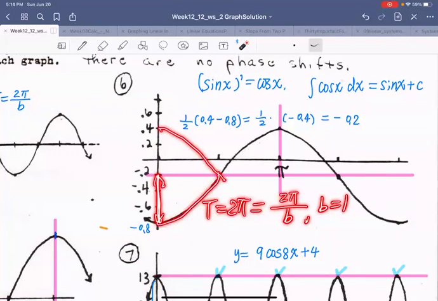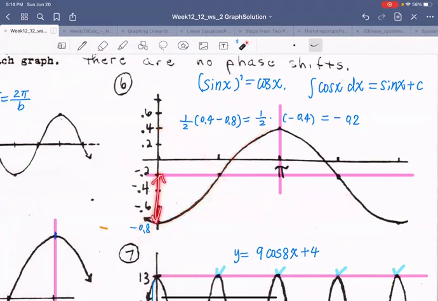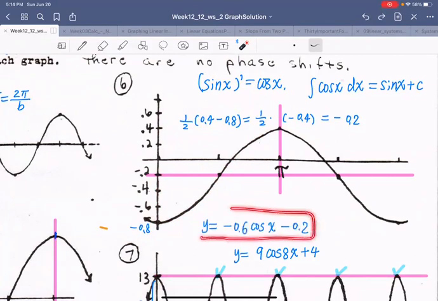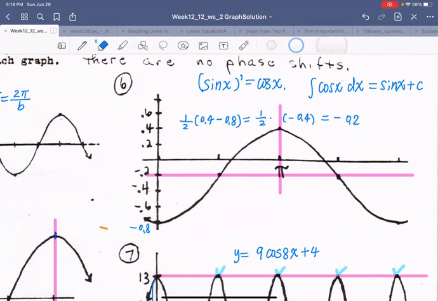So your result is y equals negative 0.6 cosine x. Is that right? Oh, okay. You did it correctly. So the answer is this, right? Okay. Ted, let's do number 6.